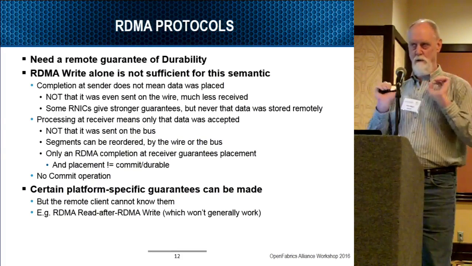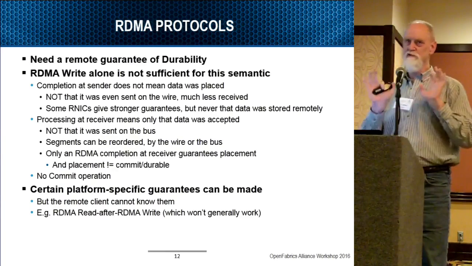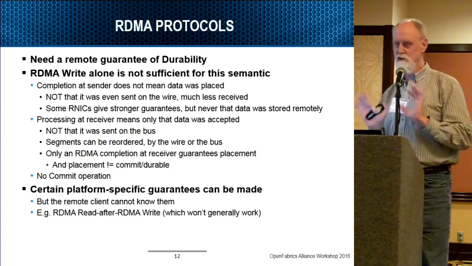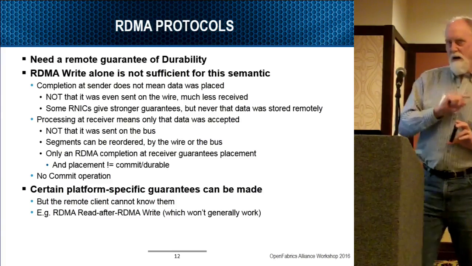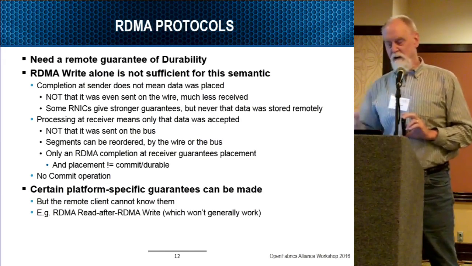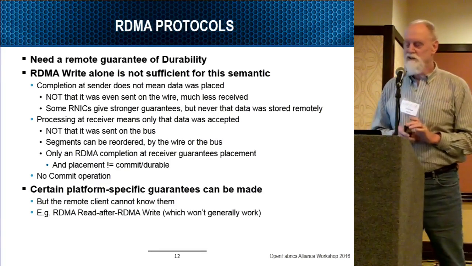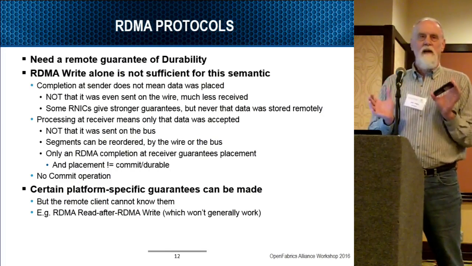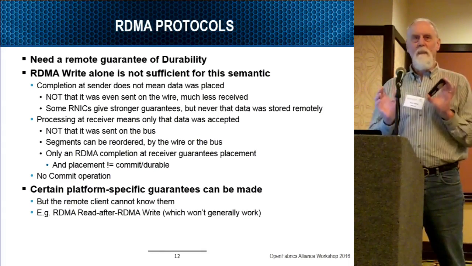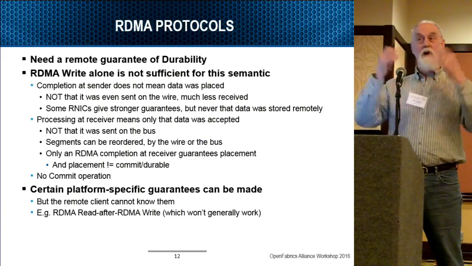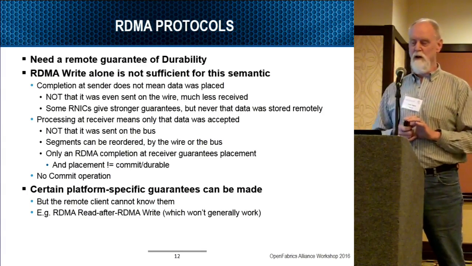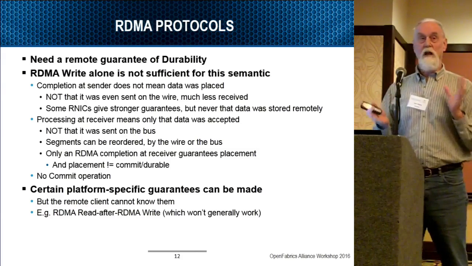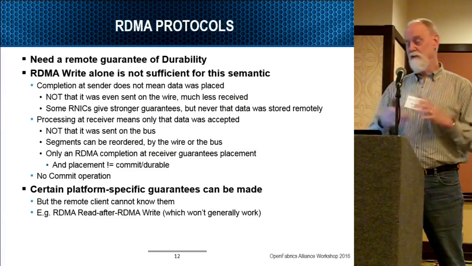It lands in a cache in general, some sort of cache, or some sort of snoop domain. Very subtle and important difference. As well, that's the sender side. Processing at the receiver side for an RDMA write means only that the data was accepted, right? That the NIC got it, not that it was sent on the bus. The NIC may have queued it to be sent on the bus, but it hasn't actually been sent on the bus. Segments can also be reordered by the wire or the bus. These are all tagged segments.